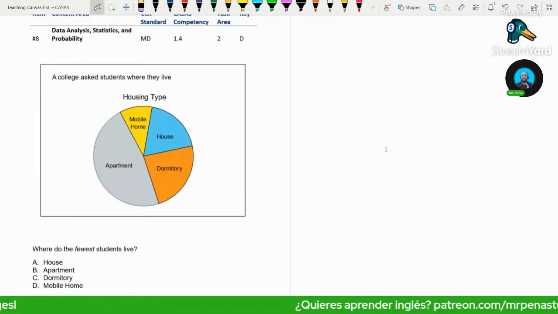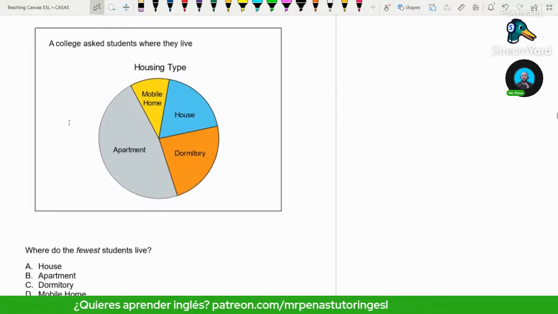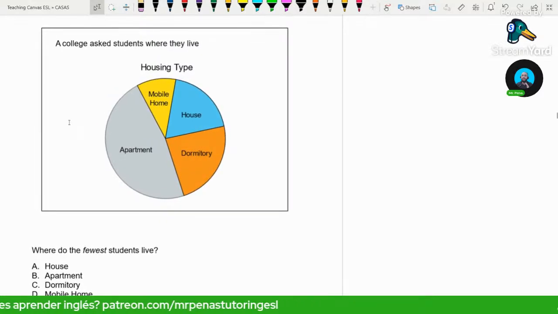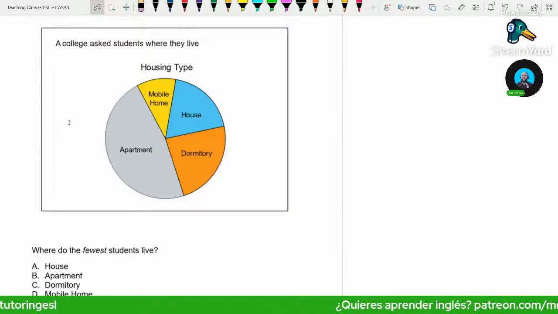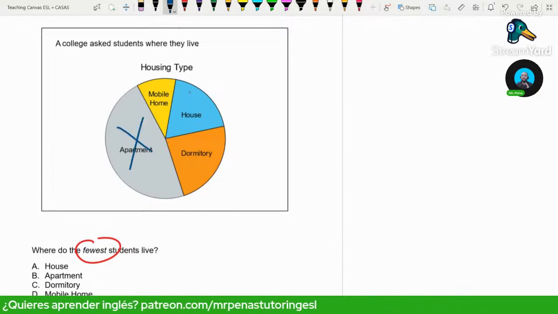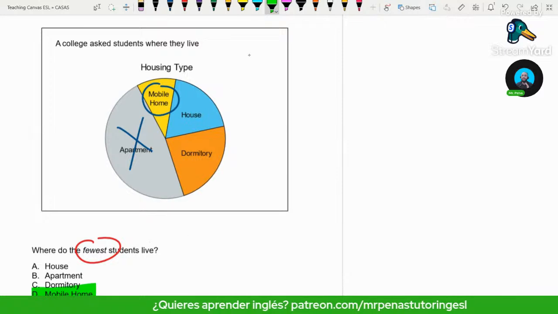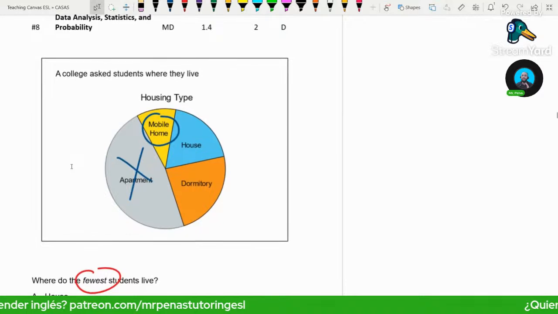He's gone. Okay. Anyways, a college asked students where they live. Where do the fewest students live? Fewest. Where does it show the fewest number of students? Not this. And as you can see, this is the smallest. So I'm going to go with mobile home. So our answer was D.